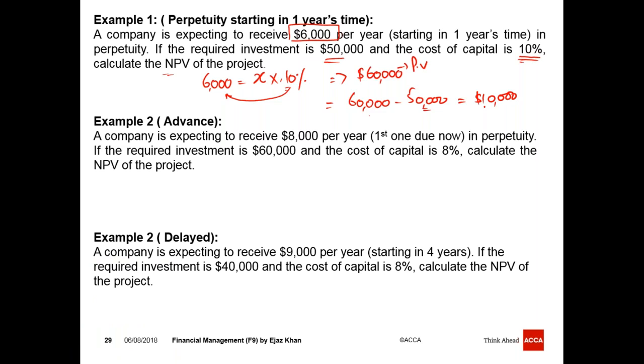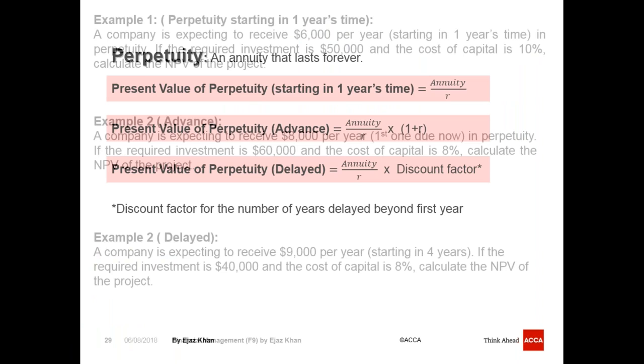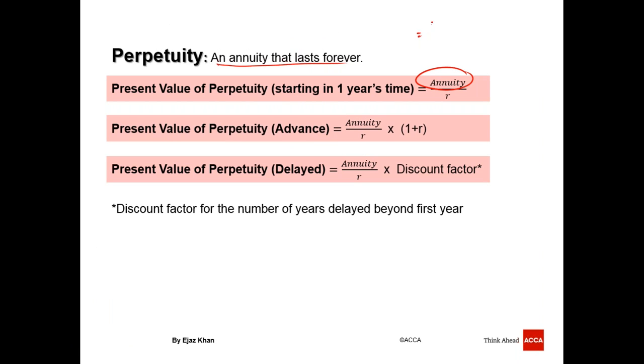So the formula for calculating present value of a perpetuity is very simple. Annuity, that is 6,000, divided by discount rate, which was 10%. Here we go, $60,000. That's it. So these $60,000 are actually the maximum that this company should be investing against the $6,000 that it will be receiving every year forever. I hope it's clear.